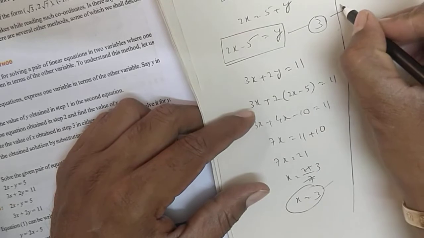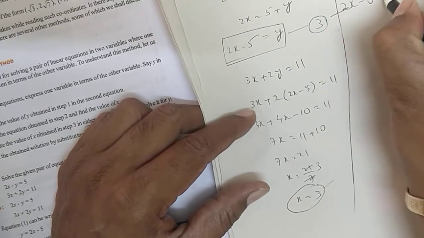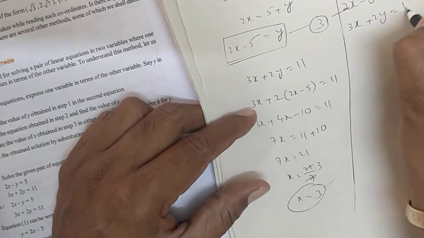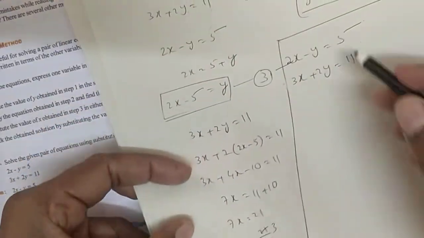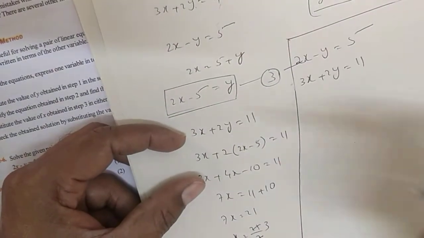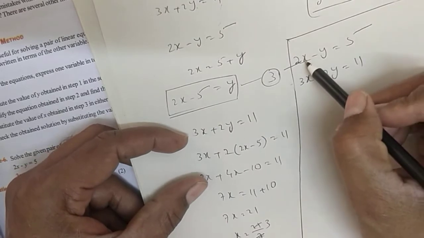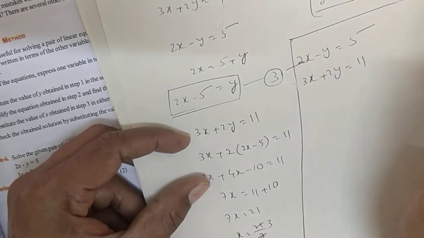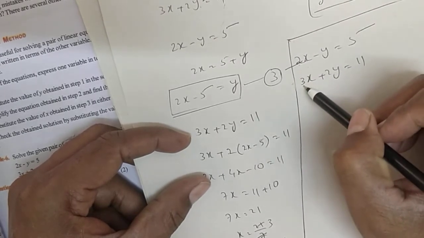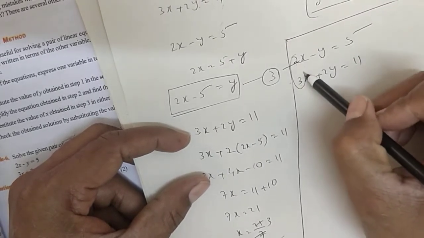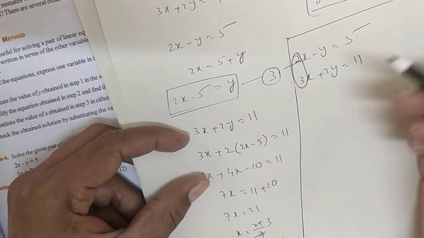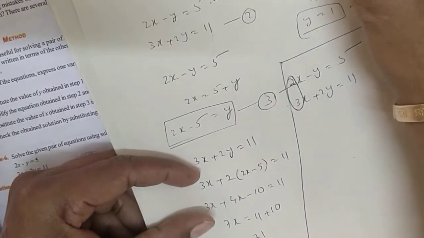So the equations are 2x minus y is equal to 5 is one equation, 3x plus 2y is equal to 11 is another equation. Two equations are there. Elimination I should do. So to do elimination, first I have to think in my mind that I want to equate the coefficients of either x or y. The x coefficient here you are seeing is 2, the x coefficient here is 3. So they are not the same, isn't it? If they are not the same, you have to take the LCM of those coefficients.